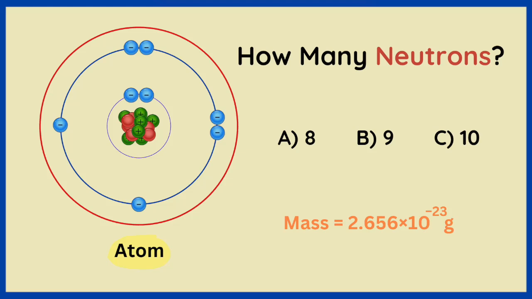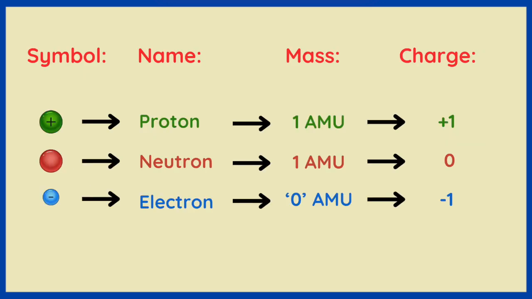How many neutrons does this atom have if its mass is a really small number in grams? I'll admit, this is a really confusing problem. But when in doubt, let's go back to the basics. Here are the subatomic particles: protons, electrons, and neutrons.